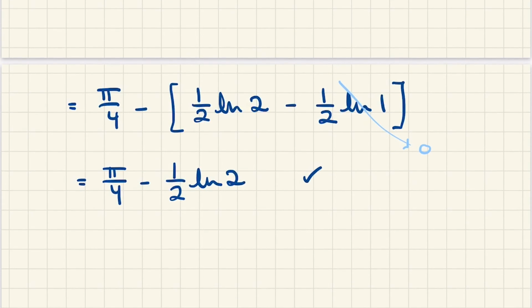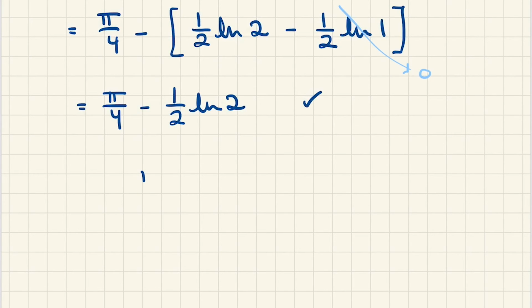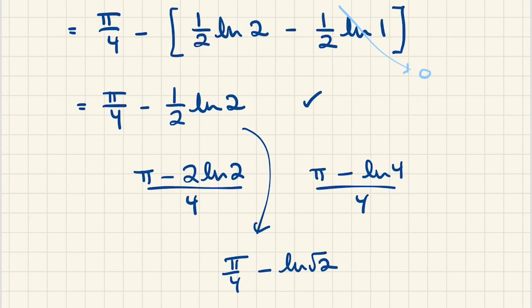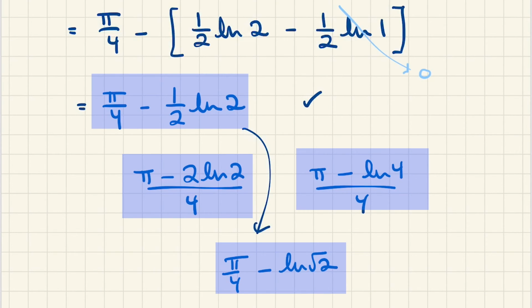There's several ways we can write this. You could write it as pi minus 2 ln 2 all over 4. You could write it as pi minus ln 4 all over 4. You could take that and write it as pi over 4 minus ln of rad 2. So I actually just prefer the way we started, but all of those are fine. Just keep that in mind when you work out a problem and you compare it with, say, the textbook's answer. Keep in mind that when there's a logarithm involved, there's often many different ways to write the answer.